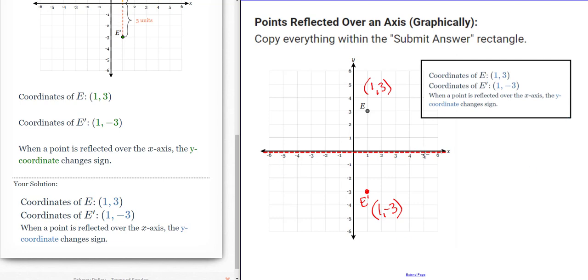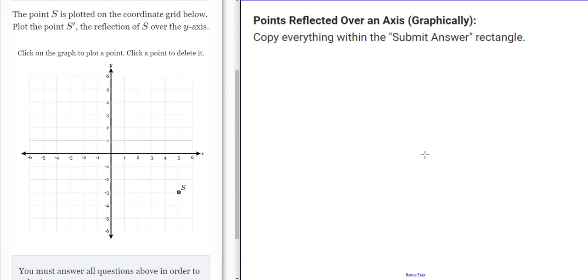Let's stop, pause for a moment, and I'll see if I can find one across the y-axis. All right, next example. Again, the instructions remain the same. Points reflected over an axis graphically. Copy everything within the submit answer rectangle. From Delta Math, the new problem says the point S is plotted on the coordinate grid below. Plot point S prime, the reflection of S over the y-axis.